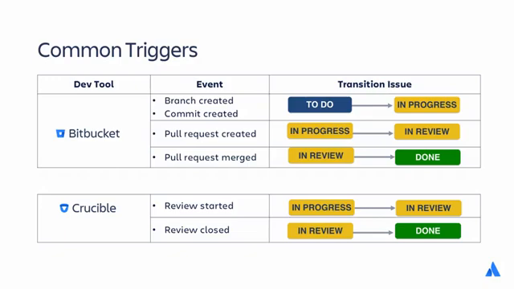In Crucible, when a review is started, the related Jira issue can be automatically transitioned from in progress to in review. And when the review is closed, a trigger can transition the Jira issue to done. Additionally, triggers can be set up to stop progress on an issue, that is, to transition from in review back to in progress, when a review is rejected or abandoned in Crucible.